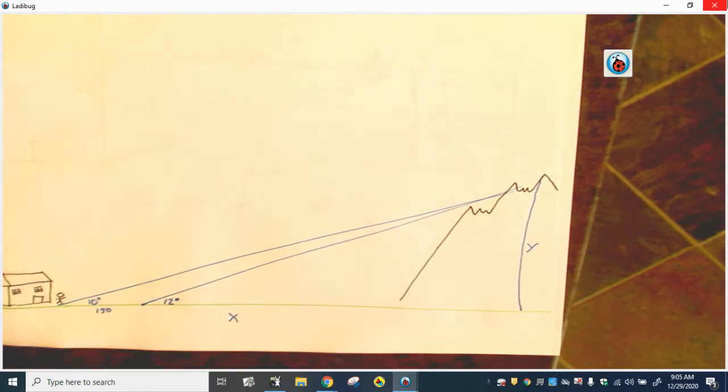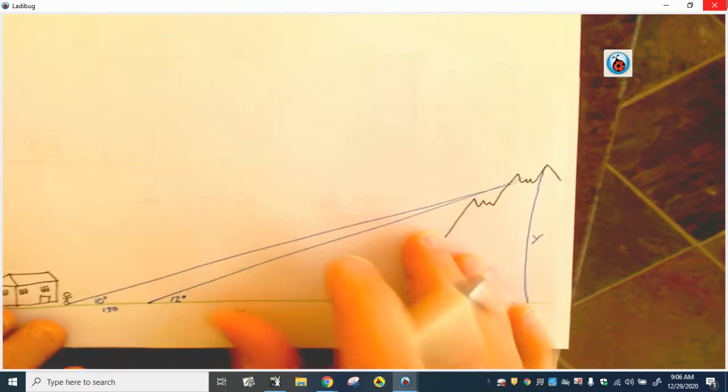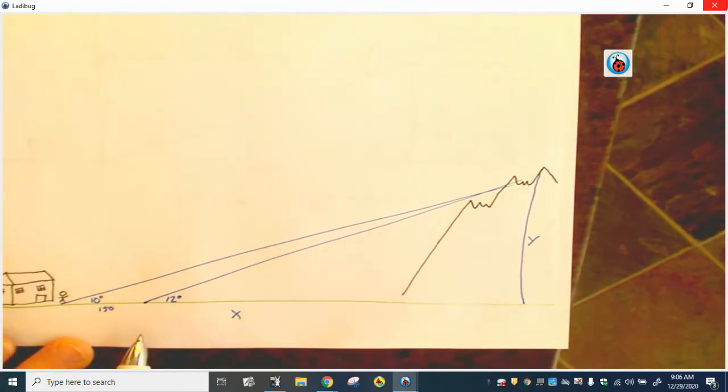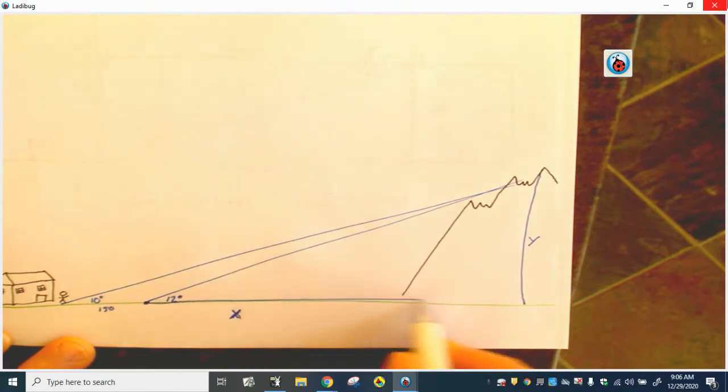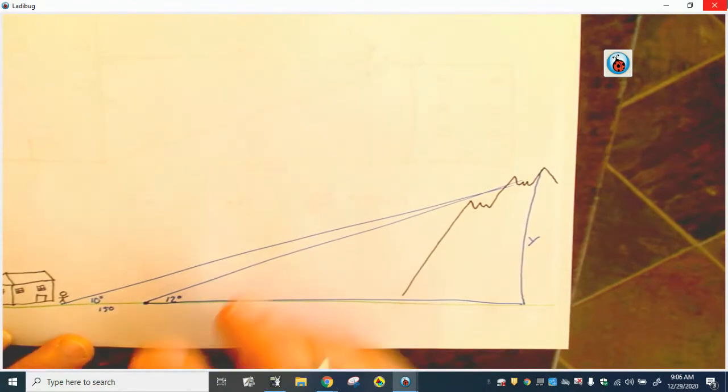So that is actually all the information you need to calculate both distances. So you can do this without ever actually getting close. So now let's see what we got here. Let's let x be the distance from our second point to the base of the mountain, okay?